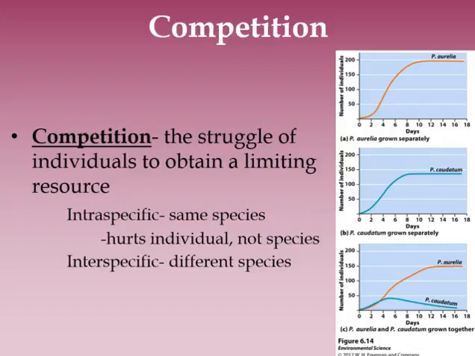The other type of competition is interspecific competition. This is competition between different species, such as brown bear and coyote. This is the type of competition that determines a species' realized niche. If 2 species attempt to occupy the same niche at the same time, it will result in interspecific competition.